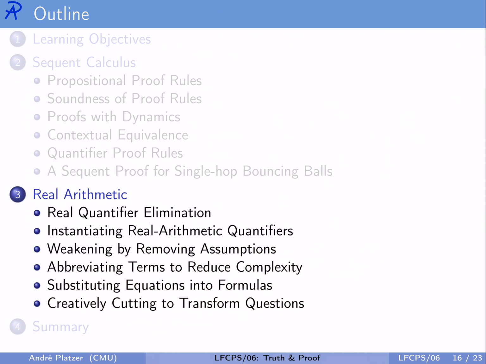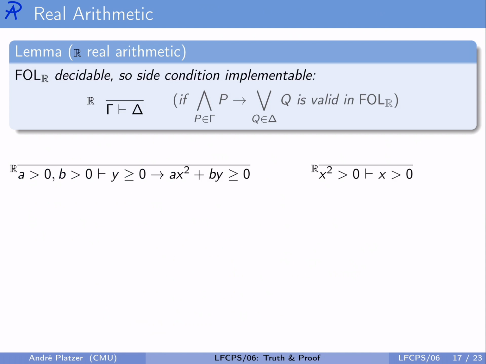All of this structures the logical structure of the reasoning very well, but it doesn't tell us a whole lot yet about what we do with real arithmetic questions that come up. Let's give them a thought. For real arithmetic, we're using a gigantic logical miracle by Alfred Tarski, who almost a century ago proved that first-order logic of real arithmetic is decidable. So if we have a sequent with an antecedent gamma and a succedent delta, and the formula, here it is, that this sequent represents, so conjunction of all the formulas on the left-hand side implies disjunction of all the formulas on the right-hand side.